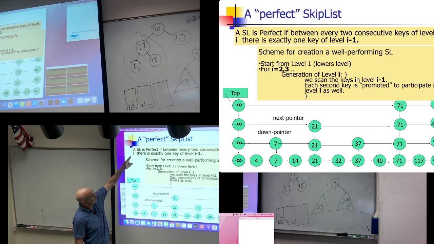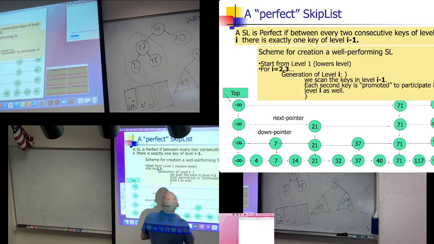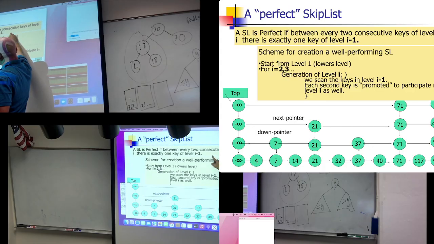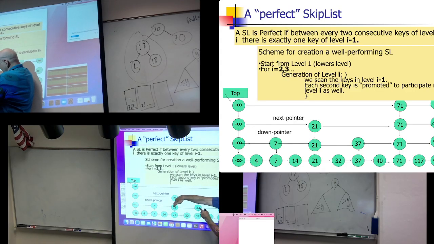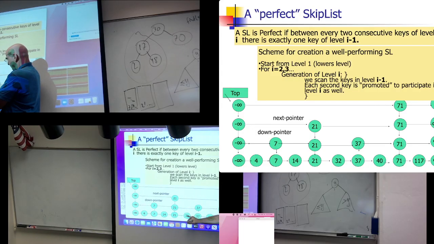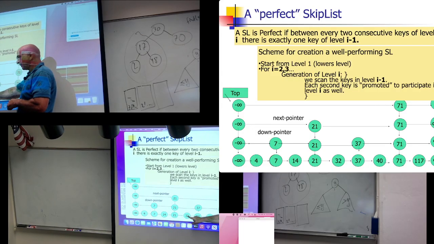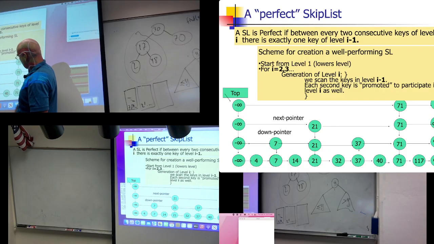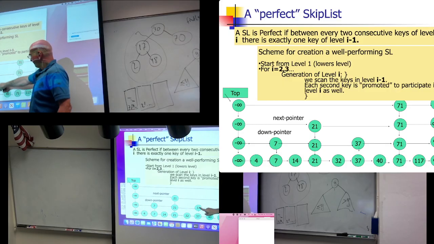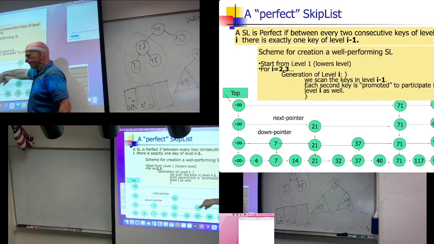Let's see my definition of a perfect skip list. I'll call a list perfect if, looking at each one of the levels, say level i, between every 2 consecutive keys at level i, there is only 1 key at level i minus 1. Look at 2 consecutive elements in level 2: there is exactly 1 element strictly between 21 and 37, only the 32. And if I look at 2 consecutive keys at level 3, only the 37 appears between them. There are no 2 keys, there are no 0 keys.